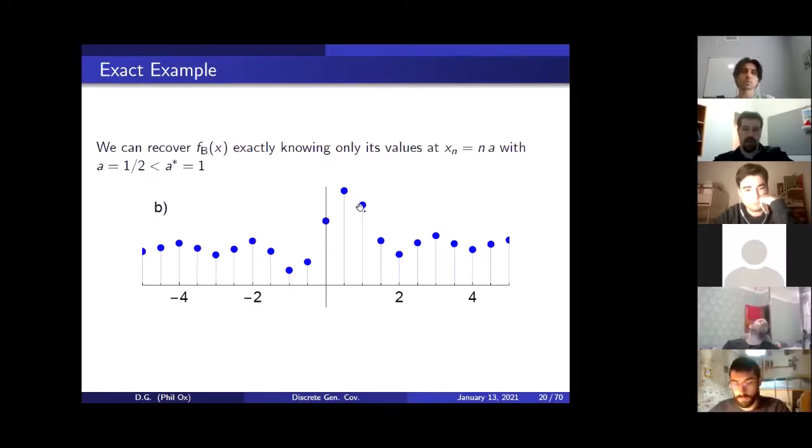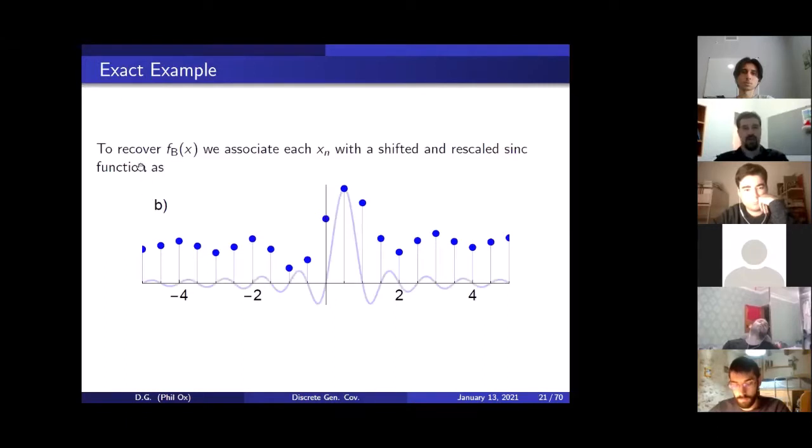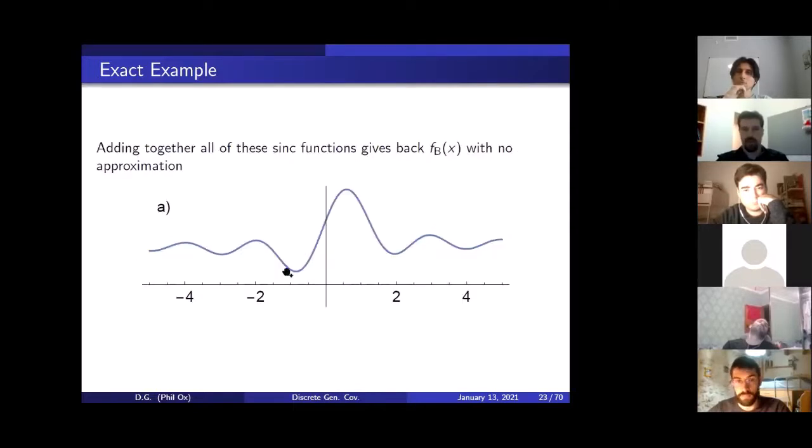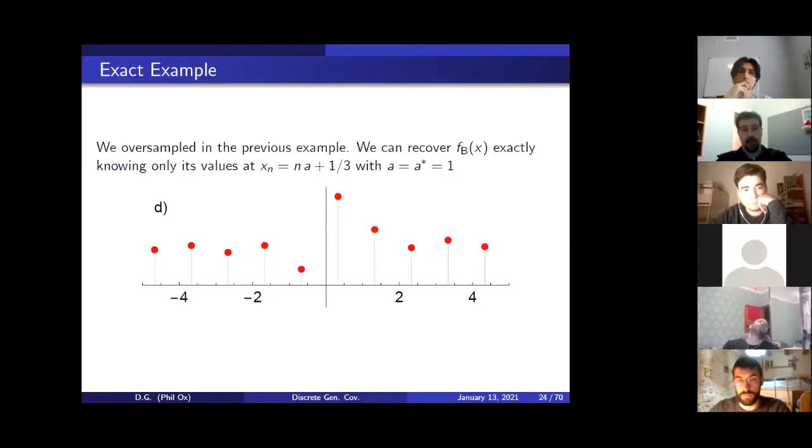So it's 0 and 1/2 and 1 and 3/2 and so on, out to plus and minus infinity. So if you know all of those values, what you do is you associate with each position a shifted and rescaled sinc function that matches at the point, and it's 0 at all the other lattice points. So you find the sinc function which does that, and you do that for every point, and then you add those all together, and this gives you back the original function with no approximation at all. Right. So that's a pretty magical property that these band-limited functions have.